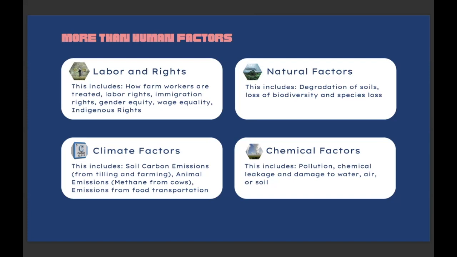Then there's another bucket that I call natural factors, which, again, is not an exhaustive list, which is degradation of soils, loss of biodiversity and species loss. And then there's also climate factors, which focuses on carbon emissions from tilling and farming, animal emissions, and also emissions from food transportation. And then there's what I call chemical factors, which has pollution, chemical leakage, and damage to water, air, and soil. So I try to simplify this a little bit in my analysis, just to put it together in a slightly easier way.